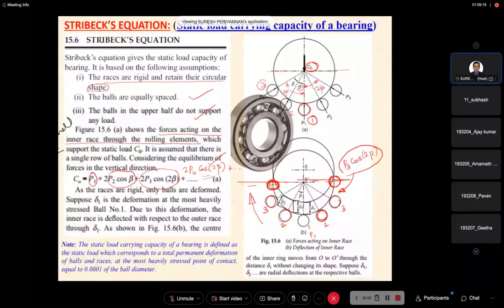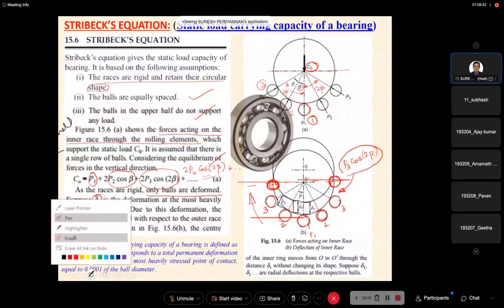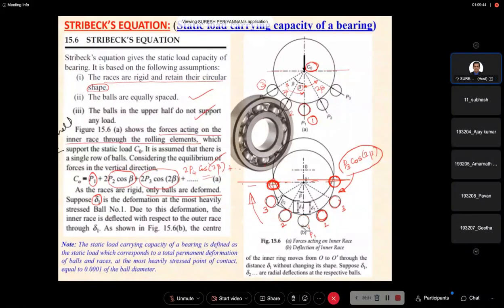As the races are rigid, only balls are deformed here. Suppose delta 1 is the deformation at the most heavily stressed ball, ball 1. This is the thing you can understand, I need not explain this. Heavy stress is subjected to ball 1 only.